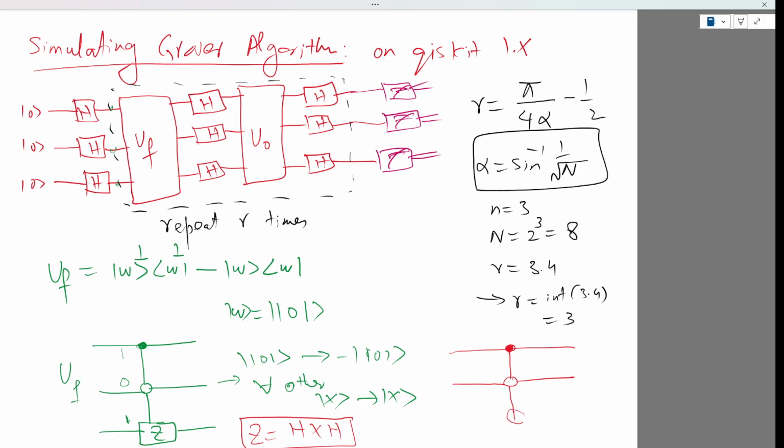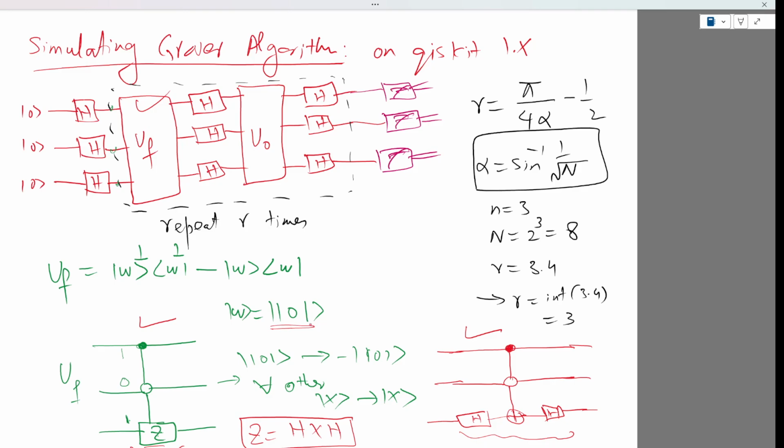So let's put an X gate here, and then a Hadamard here and a Hadamard here to simulate Z. So this circuit is the same as this circuit, except that the Z gate is implemented using a control X gate, and the X gate is converted to the Z gate with Hadamard X Hadamard. So this is essentially equal to control Z. So this circuit can implement this oracle if we are going to mark state 101 with minus sign.